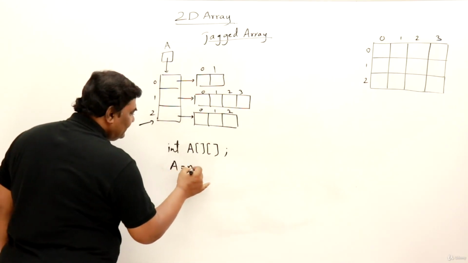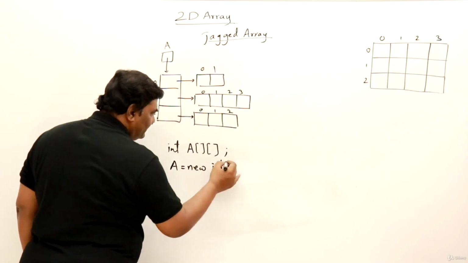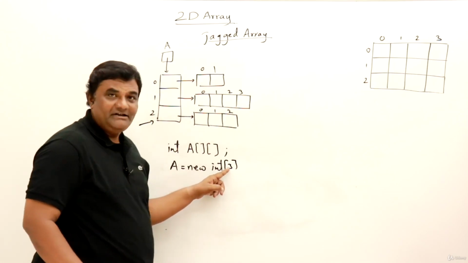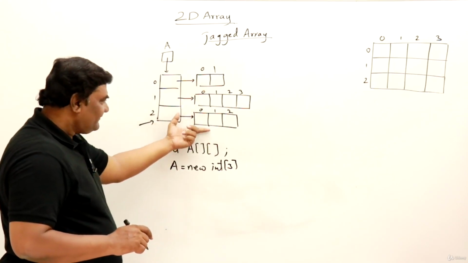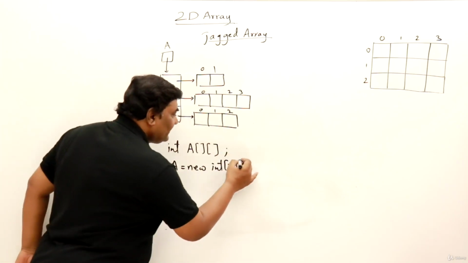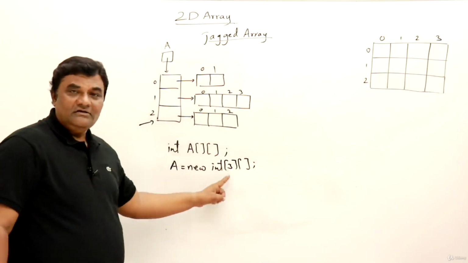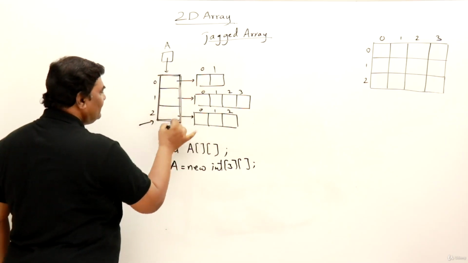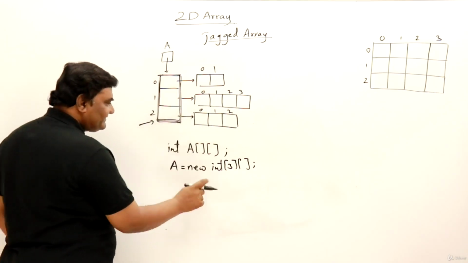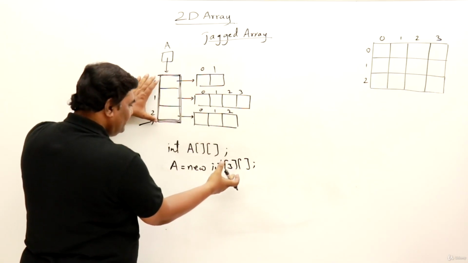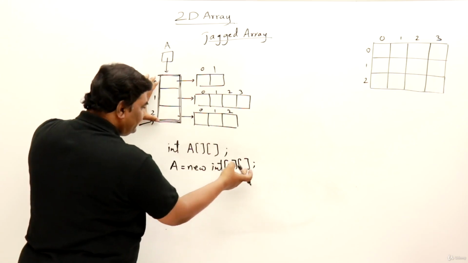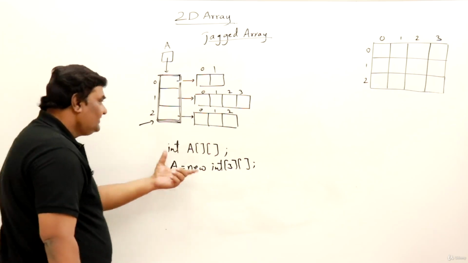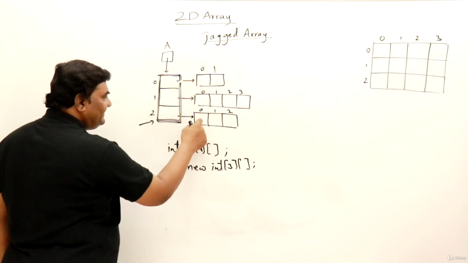So A assign new int of size 3. This will actually create an array of size 3, an array of type integer. No, I don't want an array of type integer, it will be like this. No, I want this array of references. Okay, one more bracket. Now this will create only this structure. I'll highlight this one. It will create only this structure. Because this is an array of references, an array of size 3, for what? Not just integers, but references to integer arrays. So these are the references. So you have to give one more empty bracket. So this will create this structure. Now I have to create all these arrays one by one.